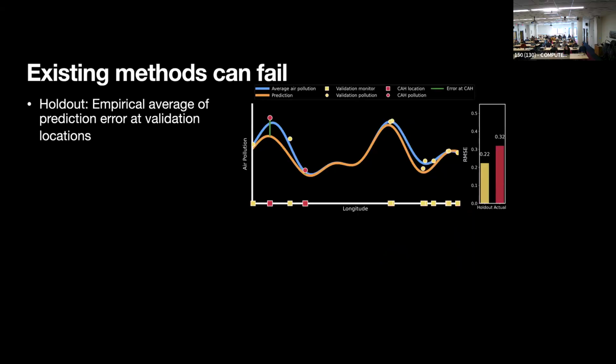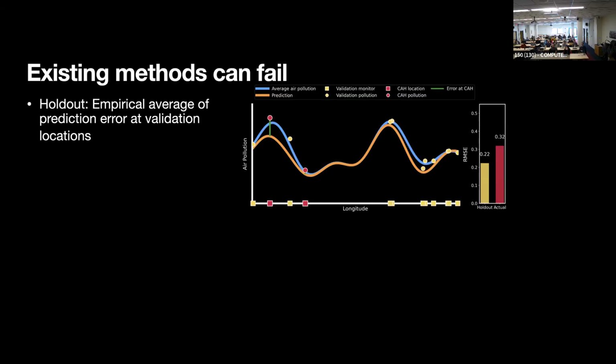Okay, so the simplest thing you would think to do is to just use this hold-out approach we discussed before: take the empirical average of the prediction error on validation locations. I've switched everything to be one-dimensional, to only have one spatial dimension. Everything works in more dimensions, I just can't draw in more dimensions. So now I've drawn some average air pollution, which you can imagine is some function over space, in blue. We don't get to observe this function.